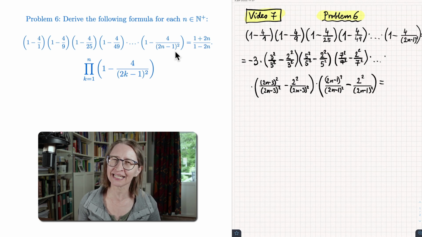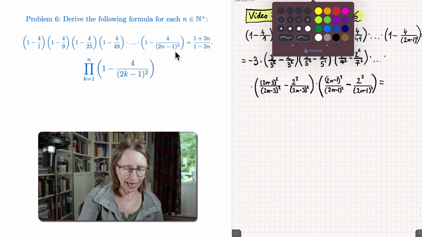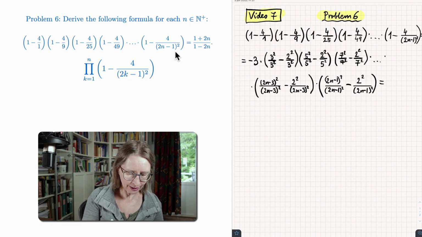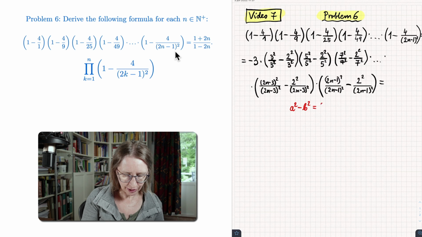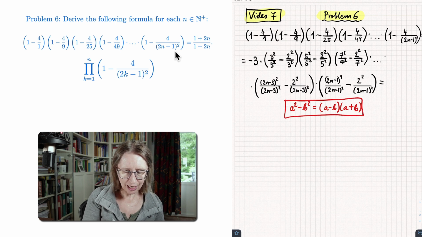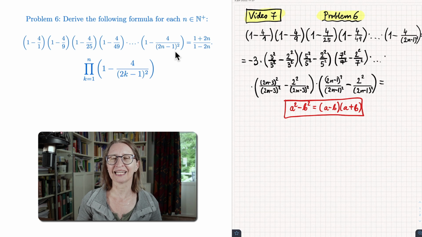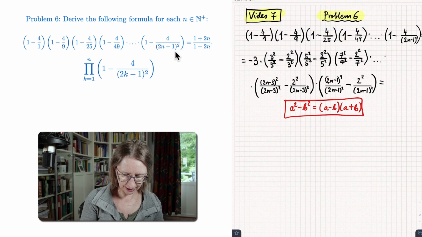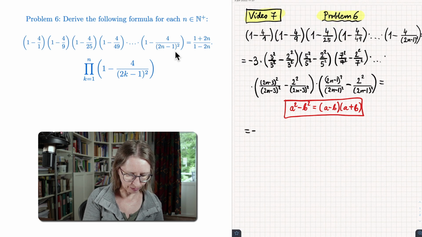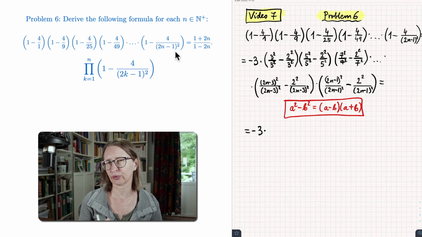And I will at the same time apply the formula that a squared minus b squared, you know, the difference of two squares, is equal to a minus b times a plus b. So I will apply this formula in each parenthesis. So see what's happening here. I start by copying this minus 3 because, well, nothing happened with this one.